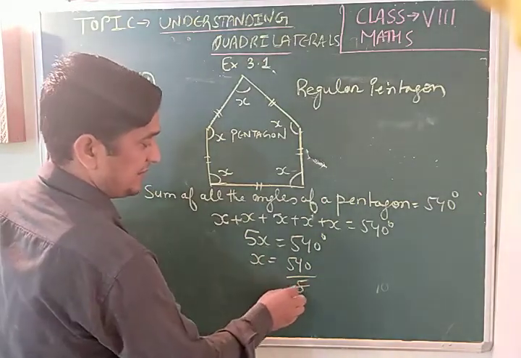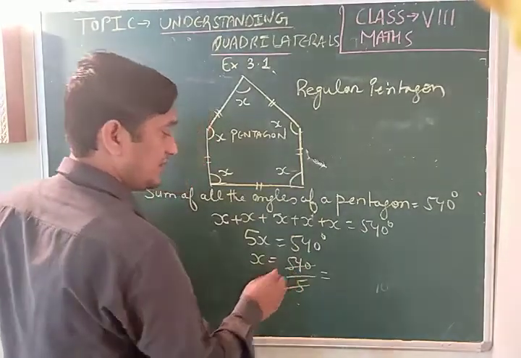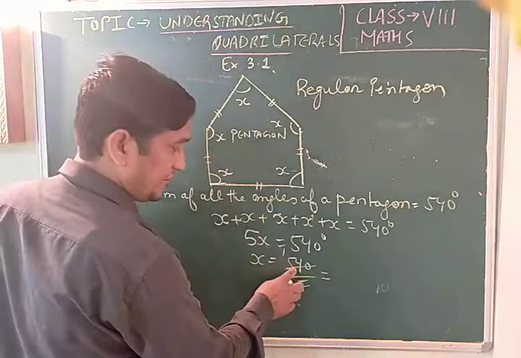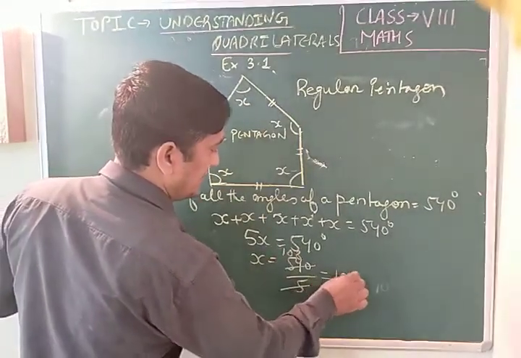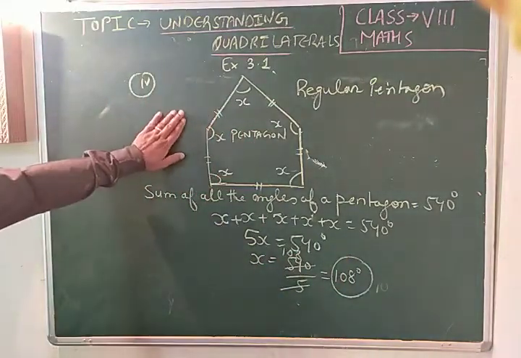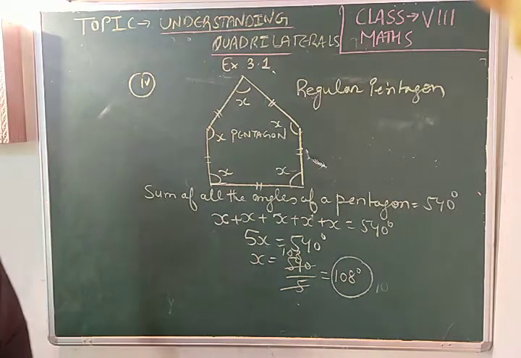So the value of x is 540 upon 5. Now divide: 5 ones are 5, then 0, 5 eights are 40. 108 degree. So each angle of this regular pentagon is 108 degree. Now children, the last question we will do. Question number 7.